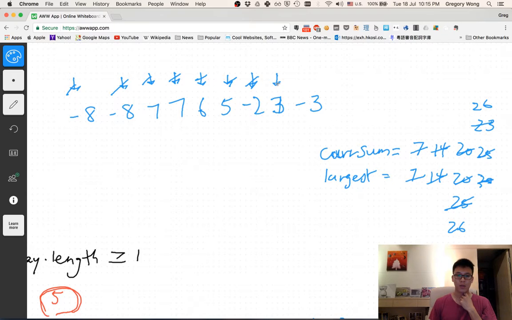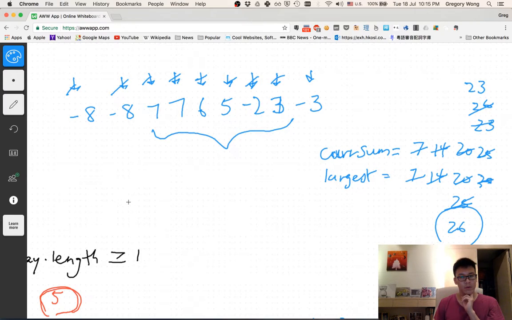And I keep going, and I see another negative number. And even though I know that it's the end, I will still do this. And I don't have to update the largest number. So the largest contiguous sequence here is 26, and that is from here to here.